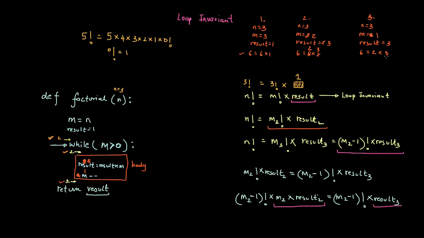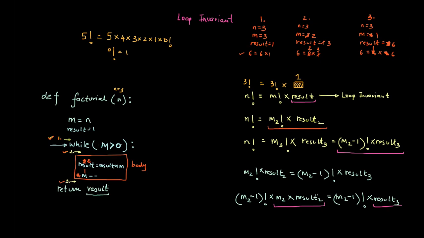Okay, result at this point is 6. And what does my loop invariant tell me? Loop invariant is n factorial equals m factorial times result. N factorial is actually 6, because n hasn't changed, equals m factorial. M factorial is 1, meaning this is going to be equal to 1 factorial, which is equal to 1, times result. Result is 6. So what I have here is 6 times 1 equals 6, meaning everything is okay at point 3. Point 3 is completely fine as well.